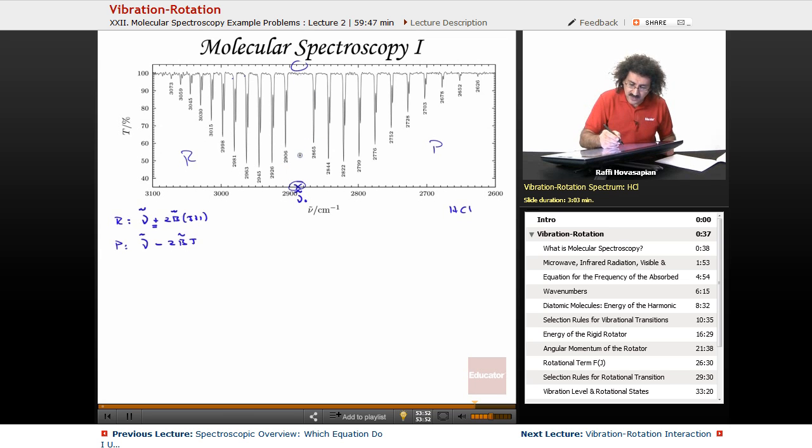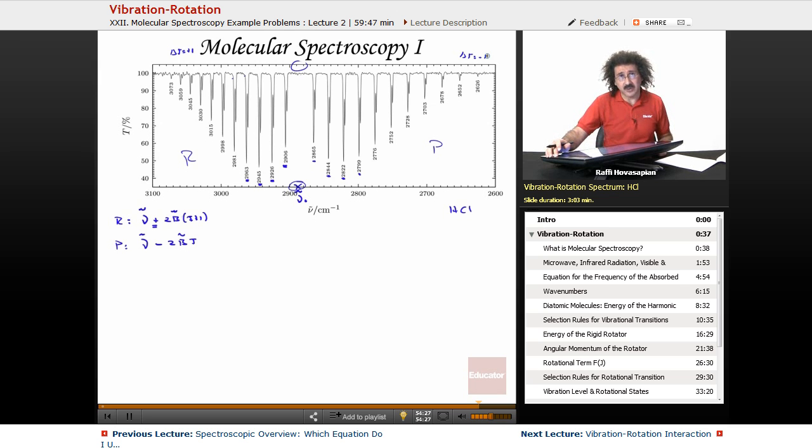Okay, so let's look at these lines. The fundamental frequency is here. This one represents the transition from J equals 0 to J equals 1. This one represents J equals 1 to J equals 2. This one represents J equals 2 to J equals 3, J equals 3 to J equals 4, and so on. Here represents J equals 1 to J equals 0, J equals 2 to J equals 1, J equals 3 to J equals 2. This is the delta J equals plus 1. Here is the delta J equals minus 1.